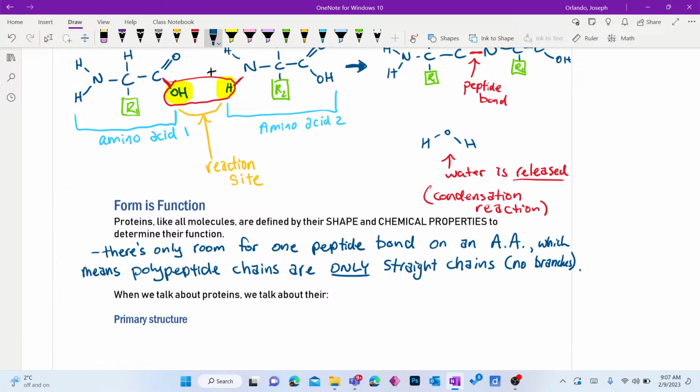Okay, so we said form is function. We said shape determines how a molecule works. And then I told you that proteins, which are big groups of amino acids, are the doingest molecules in our cells, which isn't even a word, but there you go, I used it. So that seems like a contradiction, doesn't it? How can proteins be the ones that are doing all the doing if all you can do with them is make a big straight chain?